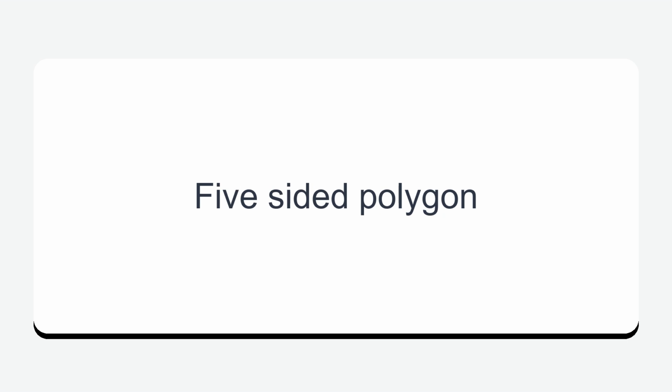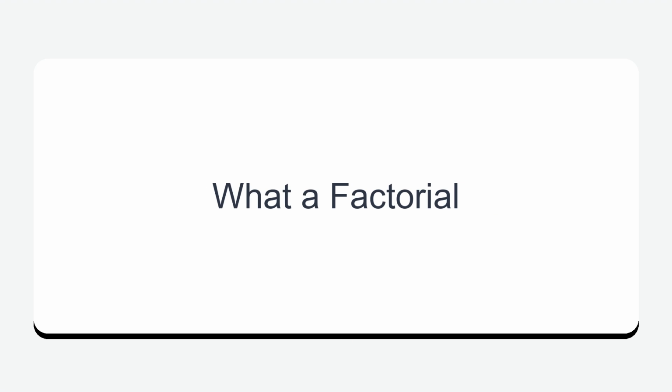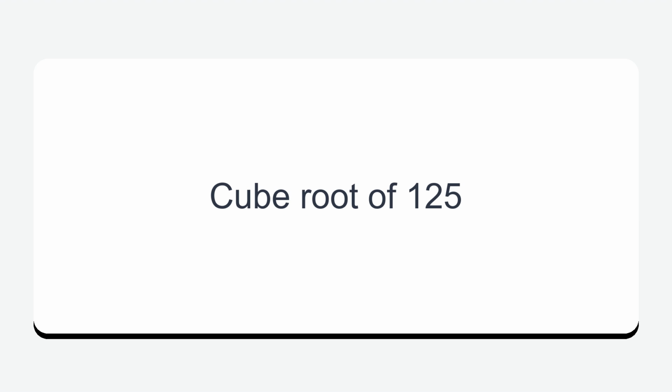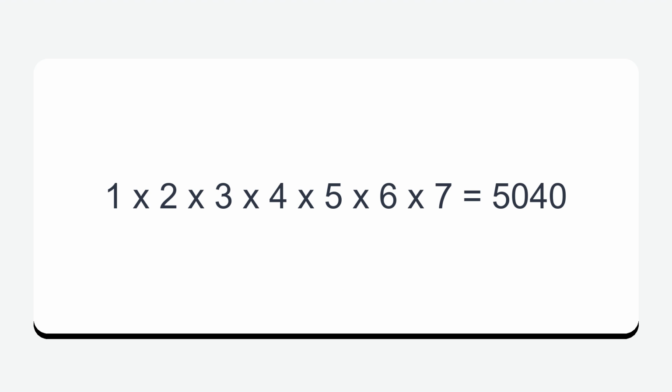5-sided polygon. What a factorial. Octagon. Cube root of 125. Factorial 7: 1 times 2 times 3 times 4 times 5 times 6 times 7 equals 5040.